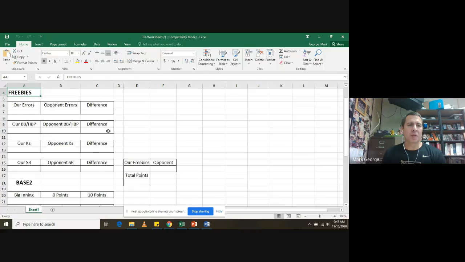So when we look at our freebies, one thing that we talk about is we want to win the freebie war in our game. And so we chart or we tally the errors that we commit and the errors that our opponent commits, and then we come up with the differential. So for example, if we commit one error and our opponent commits two errors, well, then we have a +1 differential. Then we look at our walks and hit by pitches, meaning how many times we walk and how many times we get hit versus how many times they walk and they get hit. So if we have 5 free passes and they have 3 free passes, then we are at a +2.